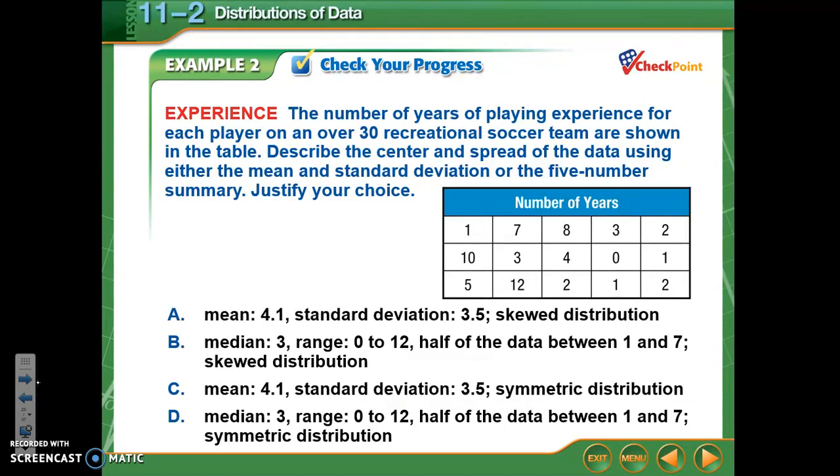They're asking you to describe the center and spread. To do that, you'll either have to make a histogram or a box and whisker plot using the things that I left you on Google Classroom for this assignment. And then get the 5-number summary or the mean and standard deviation and justify your choice. If you're not sure how to get those, remember I have it listed for you on your handout if you don't remember how to do mean or standard deviation, for example.